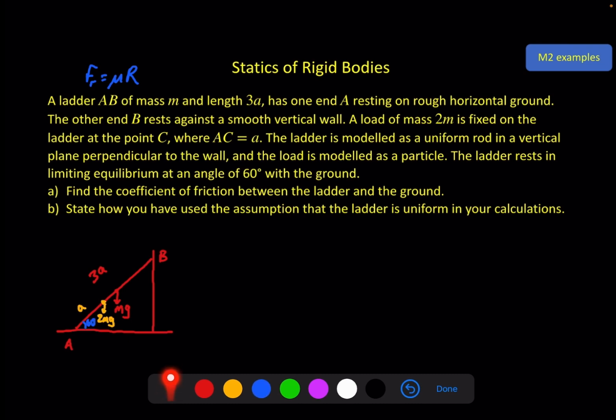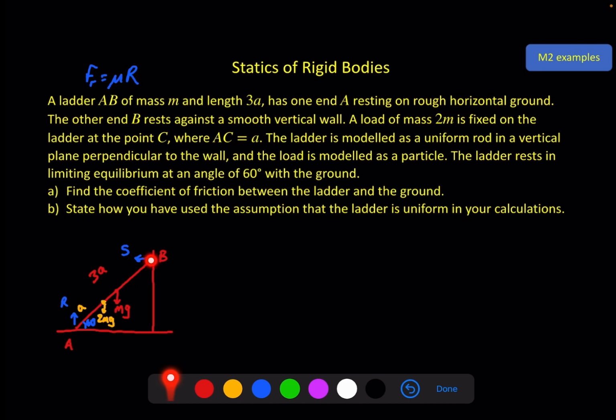Question A, find the coefficient of friction between the ladder and the ground. So before we do that, let's finish putting on our forces. We've got a reaction force at B from the wall pushing this way on the ladder. Let me call that S. We've also got the reaction from the ground pushing up on the ladder here at A. Call that one R because this is where our friction is. So this is the reaction force that's going to go in here.